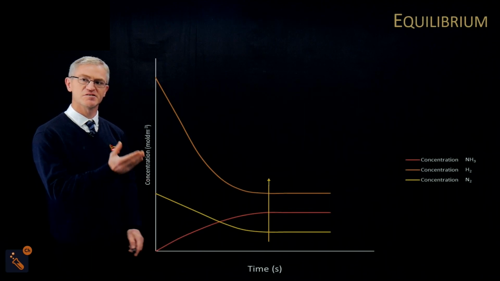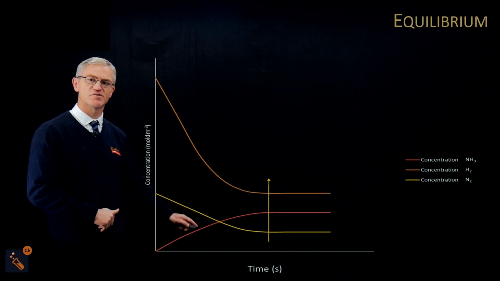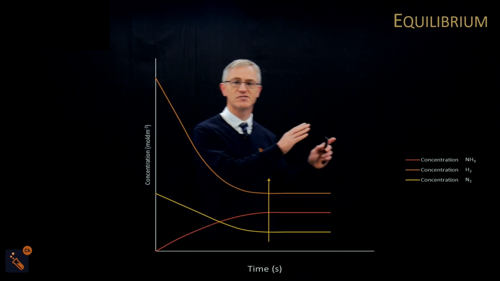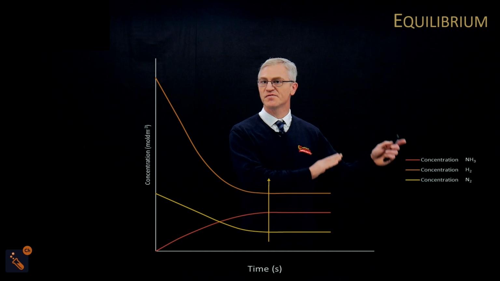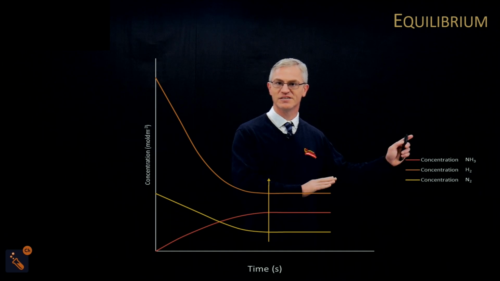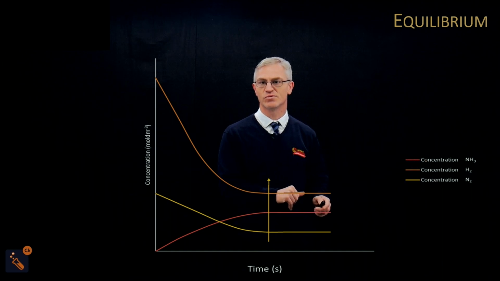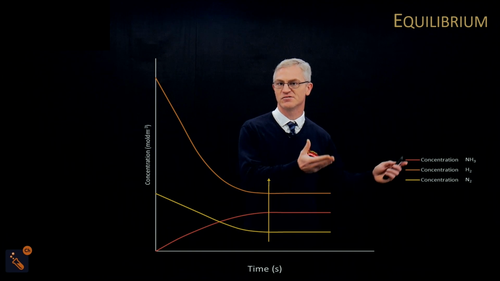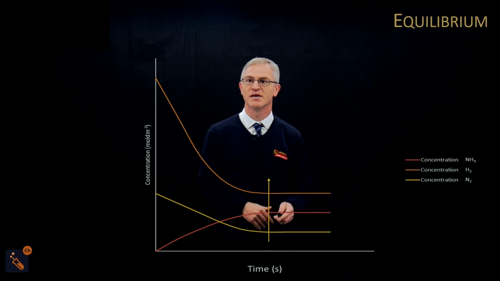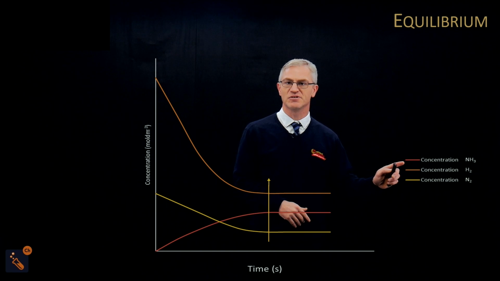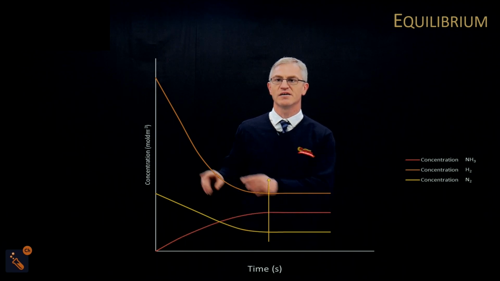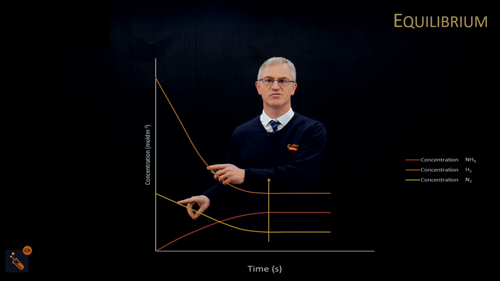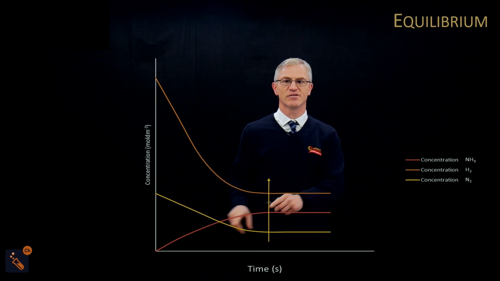Now, just a reminder of equilibrium. You can see here I've got concentrations and I've got time. If I walk across here, you can see I've got the concentration of NH3, H2 and N2. Hopefully you can see that that is the Haber process. So N2 plus H2 goes to NH3. NH3 is the product, so you can see it's coming from 0 and going up. And then the orange and the yellow are nitrogen and hydrogen, and they're coming down as the product is coming up.